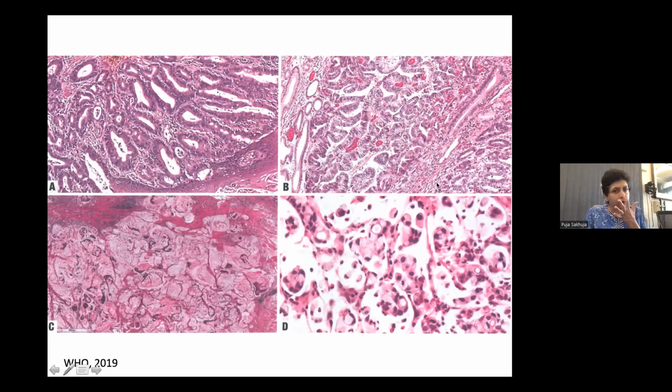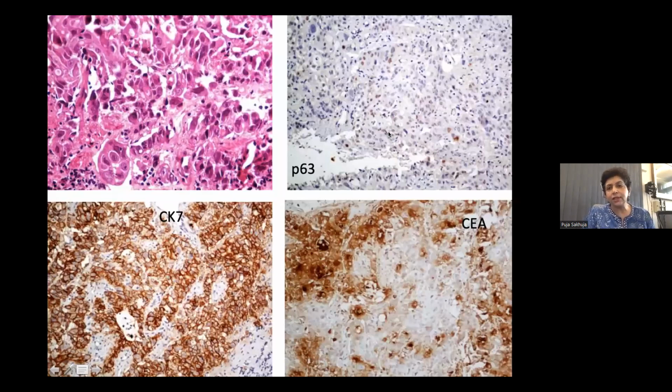Here we do often need to confirm the diagnosis. So P63, as you can see here, will be negative, whereas cytokeratin 7, which is a stain for the upper GI tract, will be positive. In addition, a carcinoembryonic antigen stain can be done that is often positive. But CK7 is usually a good stain to do for this, and CDX2 can also be positive.